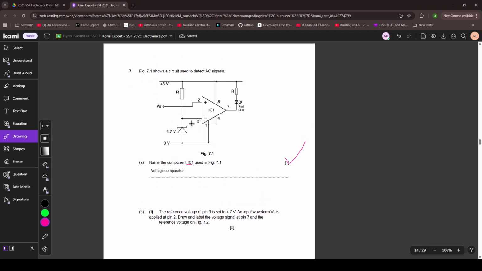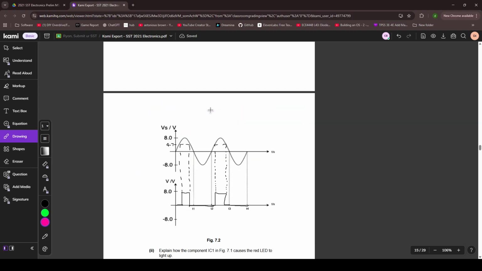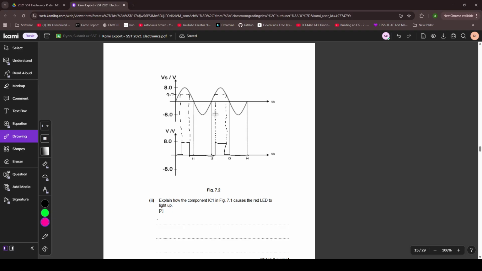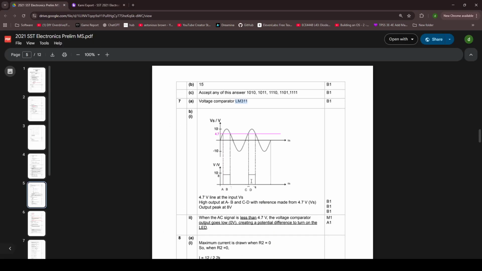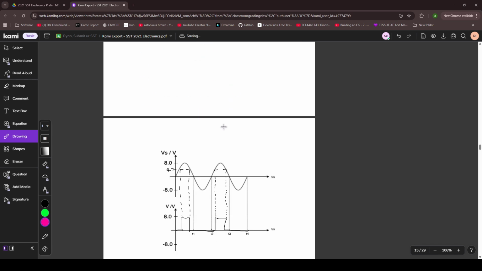The reference voltage at pin 3 is set to 4.7 volts. That's true. Why am I saying that? An input waveform Vs is applied at pin 2. Draw and label the voltage signal at pin 7 on 7.2. Yeah, this doesn't seem wrong, so I think this is right, yeah. Nice. It's like 3 marks. Yeah. So, do I want to explain this?